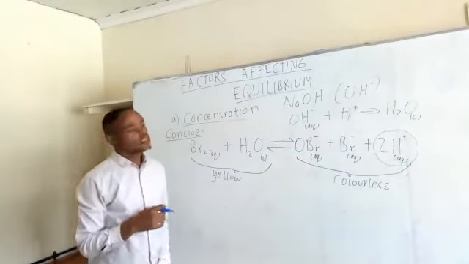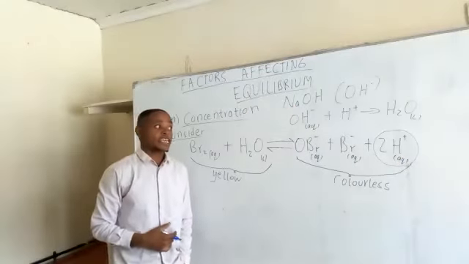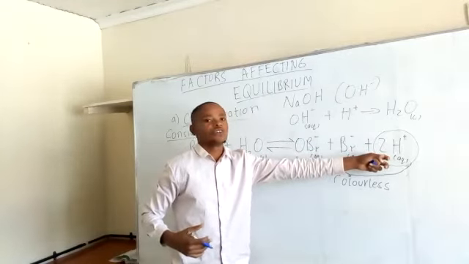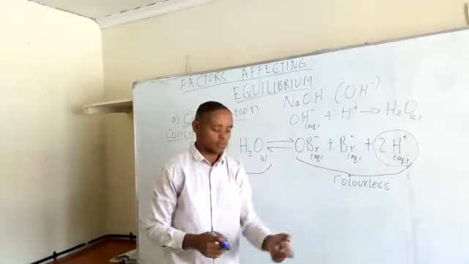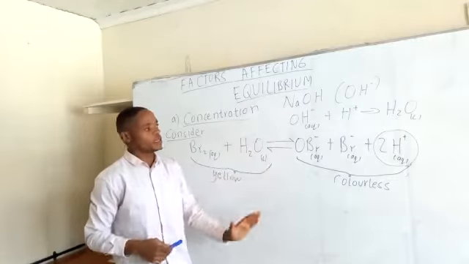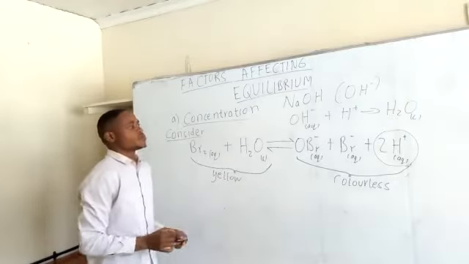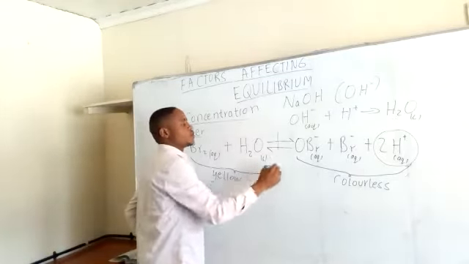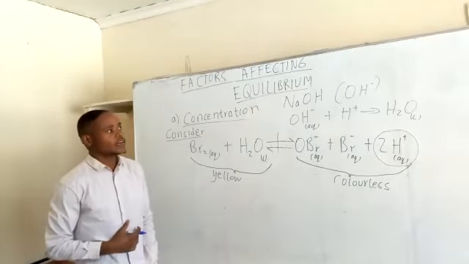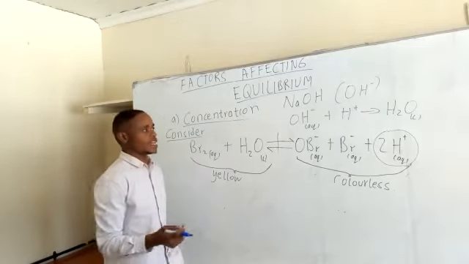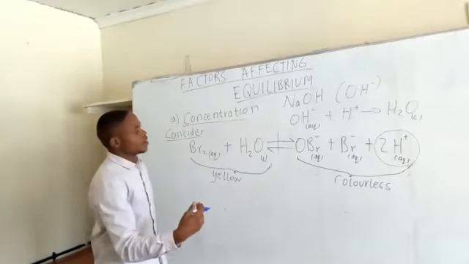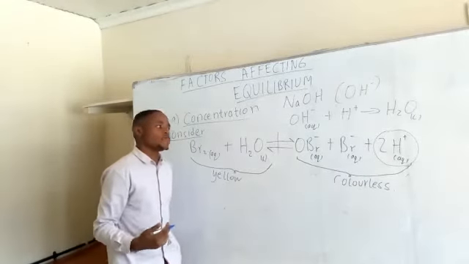So by introducing sodium hydroxide, it's like we are reducing the concentration of the hydrogen ions. So how will that affect the position of the equilibrium? Initially, before we introduced it, that system was in a state of balance. But on adding sodium hydroxide, hydrogen ions are being consumed. So the position of the equilibrium will therefore have to shift.